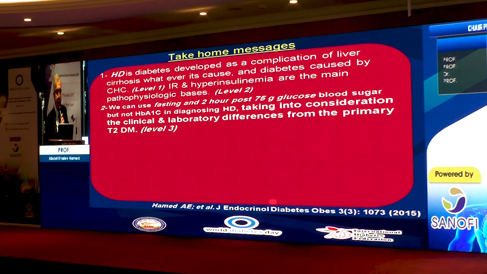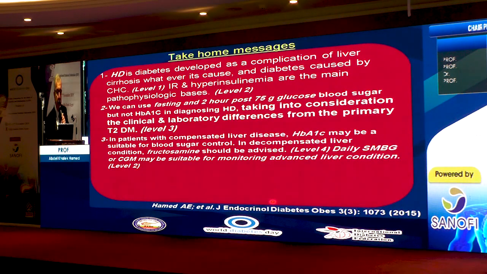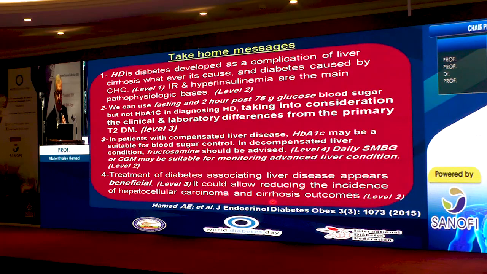Taking into consideration the clinical and lab differences from the primary type 2 diabetes in patients with compensated liver disease, glycated hemoglobin may be suitable for blood sugar control. In decompensated liver condition, fructosamine should be advised daily. Self-monitoring blood glucose or continuous glucose monitoring may be suitable for advanced liver condition. Finally, the treatment of diabetes associated with liver disease appears beneficial. It could allow reducing the incidence of hepatocellular carcinoma and improving cirrhosis outcome. Thank you very much.